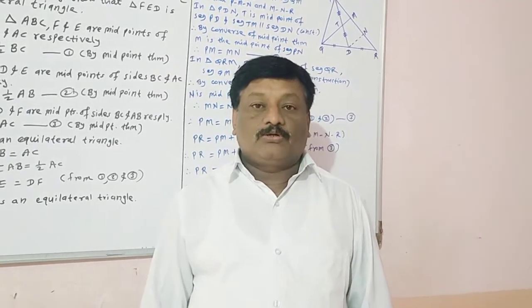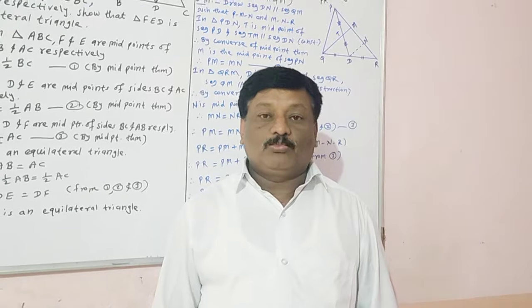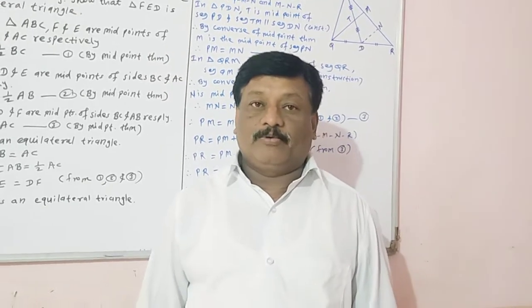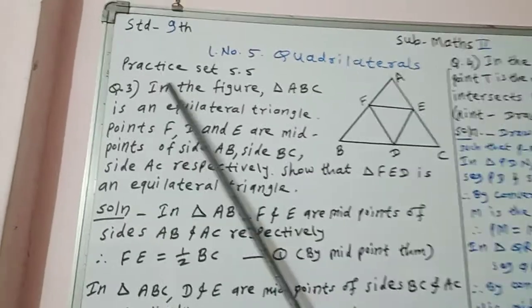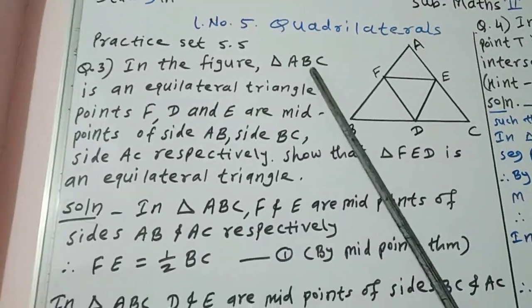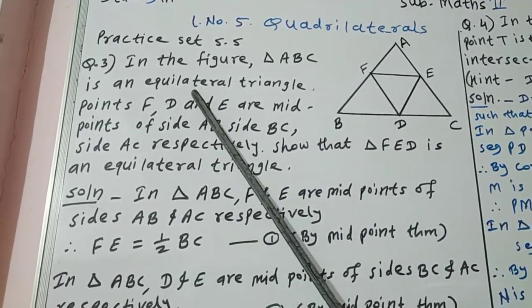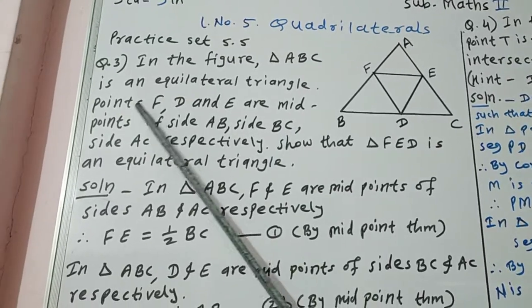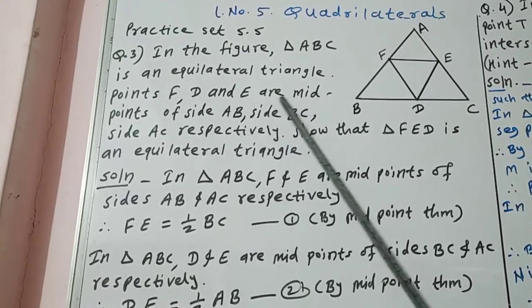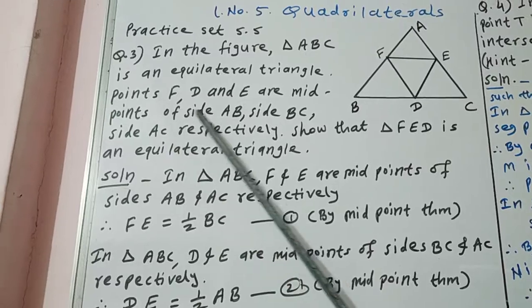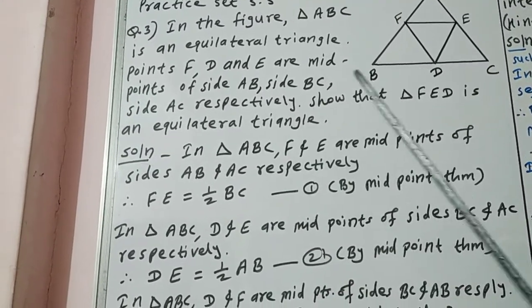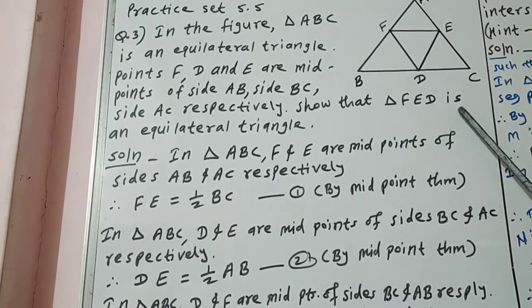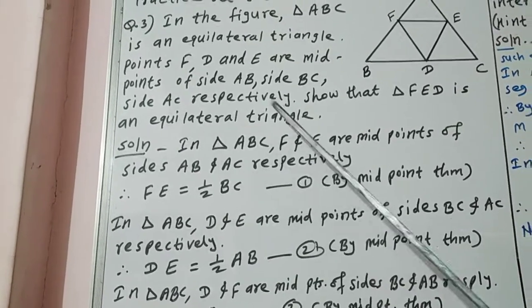Now we will solve question number 3 and question number 4 from practice set 5.5. Question number 3 is, in the figure triangle ABC is an equilateral triangle. Points F, D and E are midpoints of side AB, side BC, side AC respectively. Show that triangle FED is an equilateral triangle.